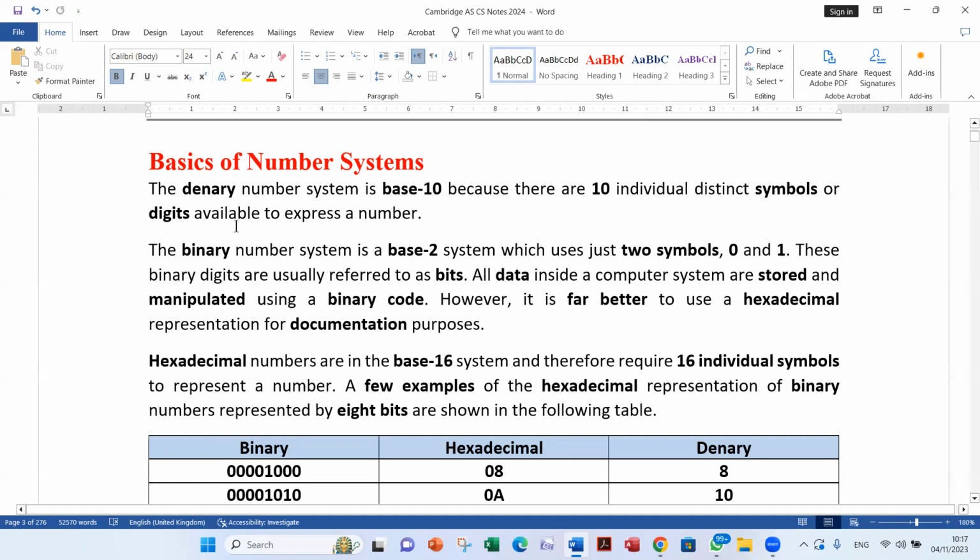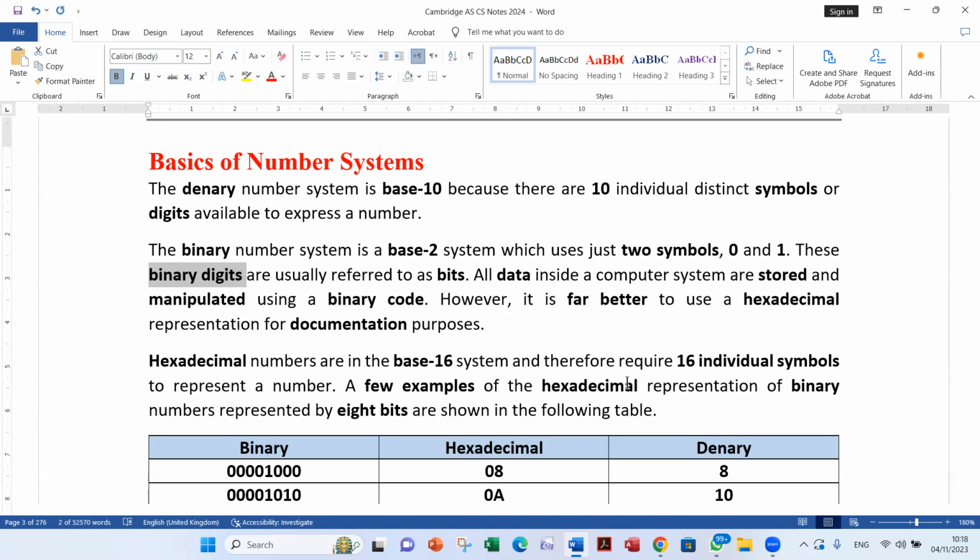The binary number system is a base 2 system, which uses just two symbols, 0 and 1. These binary digits are usually referred to as a bit. So what is a bit? It is a binary digit. All data inside a computer system are stored and manipulated using binary code. However, it is better to use hexadecimal. I would rather use hexadecimal.